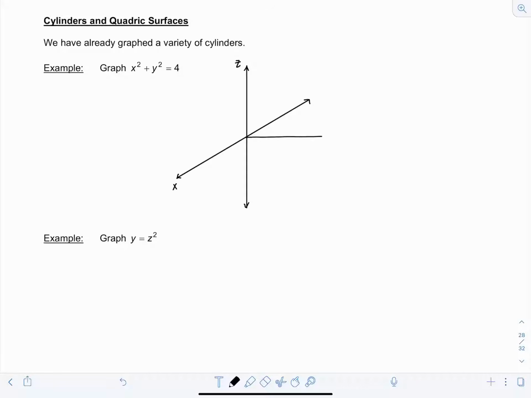So x-axis, y-axis, z-axis. And I can tell this is a circle with radius 2. So I'll go ahead and scale off my axes. Okay, so you're going to draw the trace in the xy plane of the circle with radius 2. And then I'm going to project that along the z-axis.